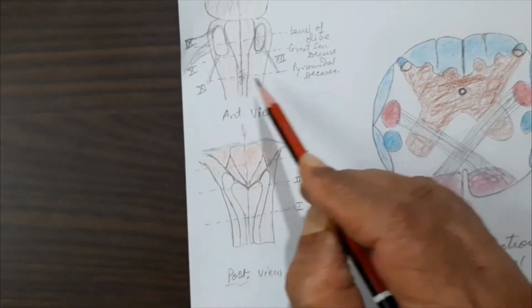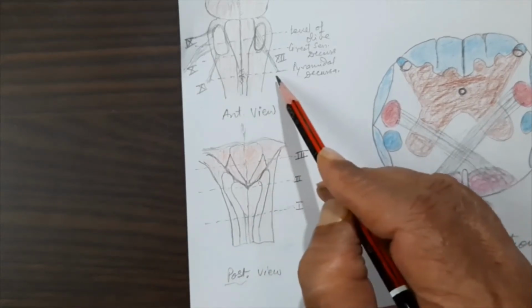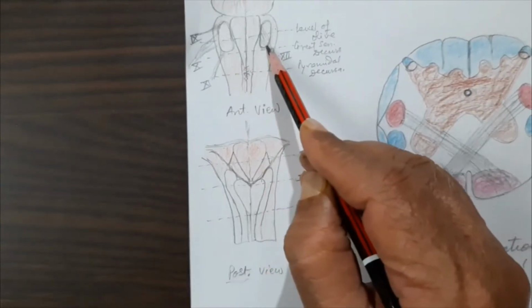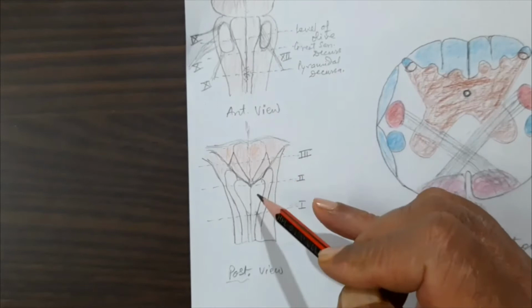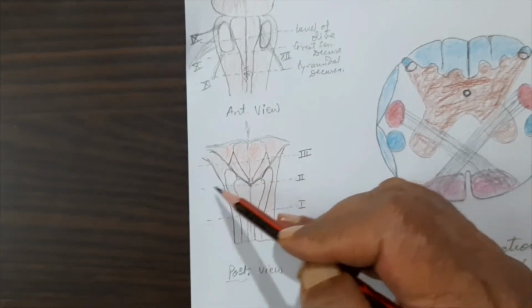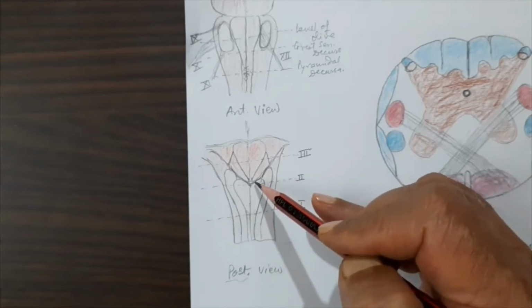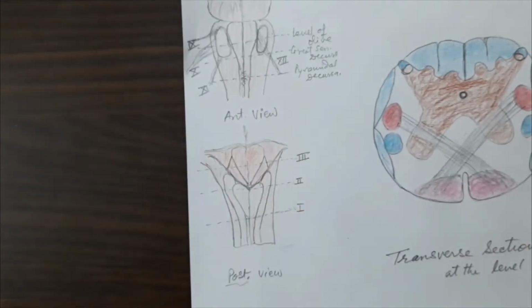So our first section will pass through the pyramidal decussation. The second section will pass just below the olive, on the posterior aspect, where deep inside, again through the closed part only, is the presence of another important decussation, what is called the great sensory decussation.